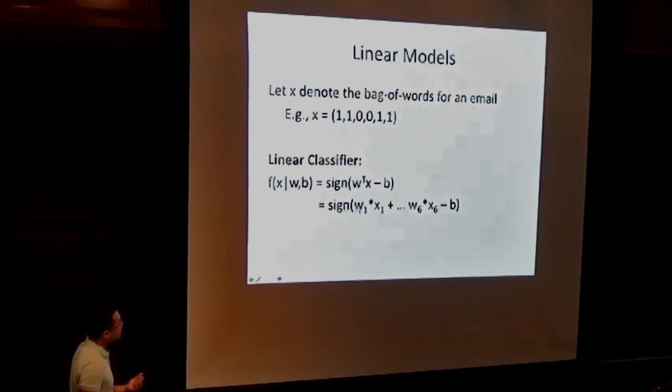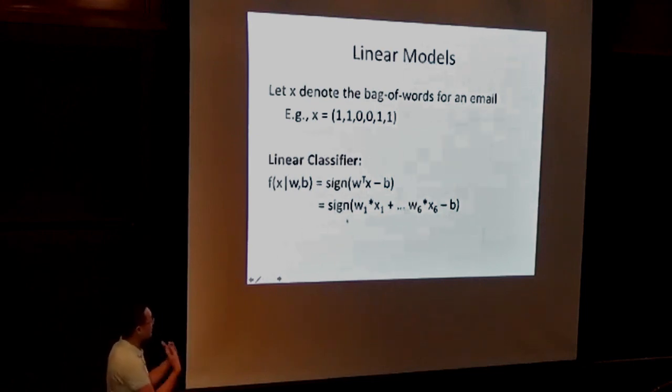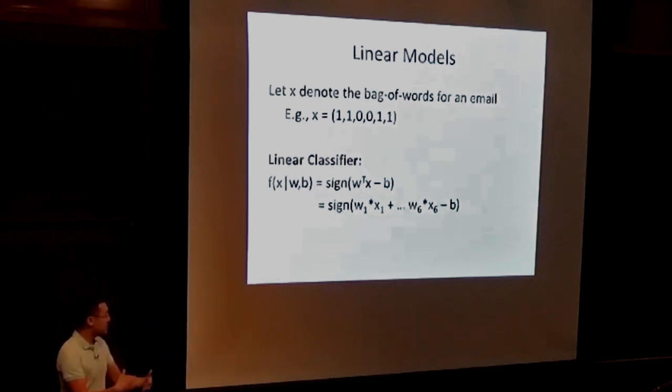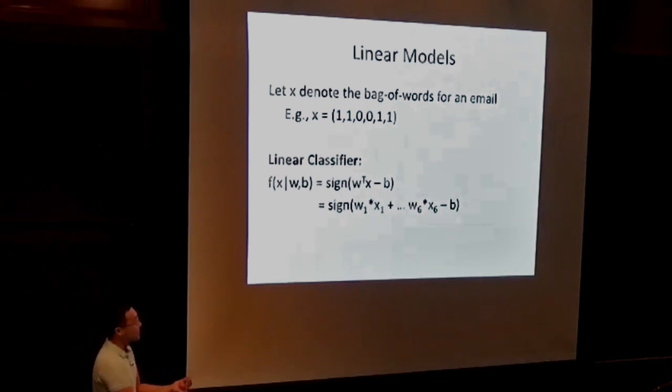What that basically means is it's a for loop over the entries of this vector where we do this weighted sum. And we check if this weighted sum is greater than some threshold B. That's also a parameter of our linear model class. And if it's greater than this threshold B, then we predict yes, it's spam. If it's less than this threshold B, in which case the value inside the sign function is negative, then we predict no, it's not spam.